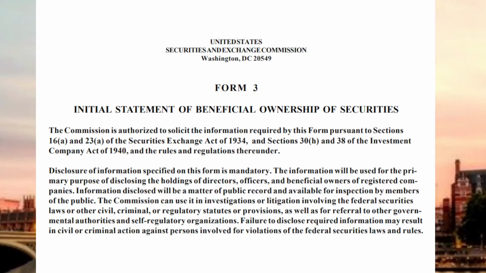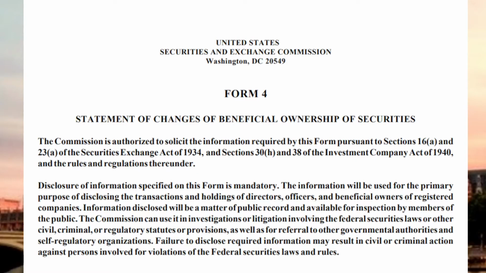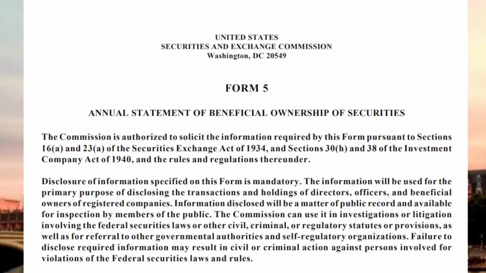Form 3. This form is the initial filing and discloses ownership amounts. Form 4. This form identifies changes in ownership. Form 5. This form is an annual summary of Form 4 and includes any information that should have been reported.